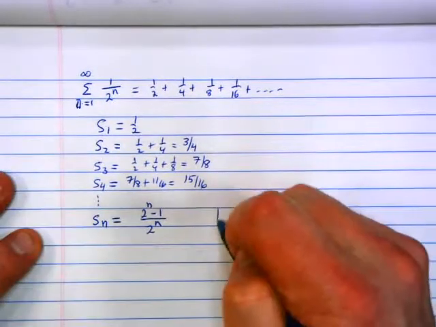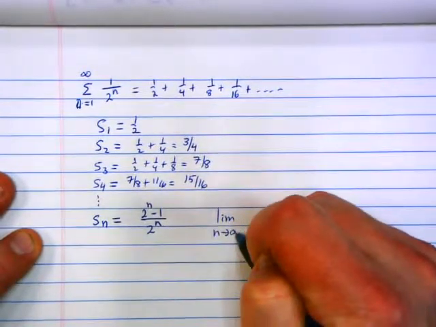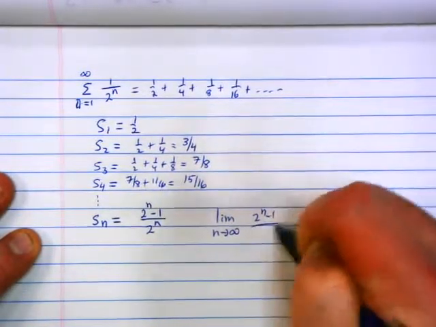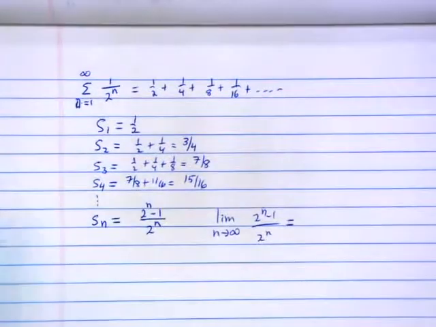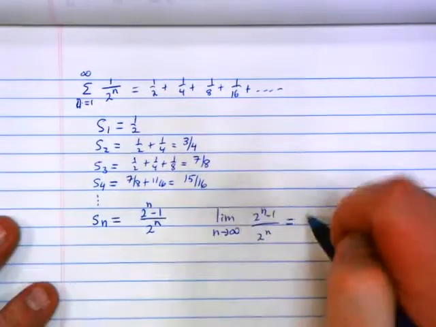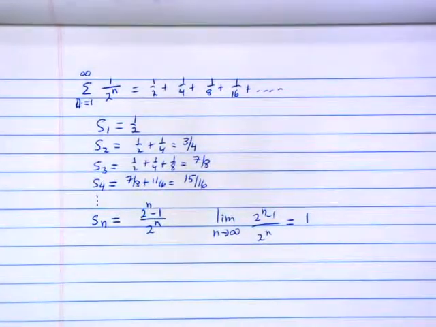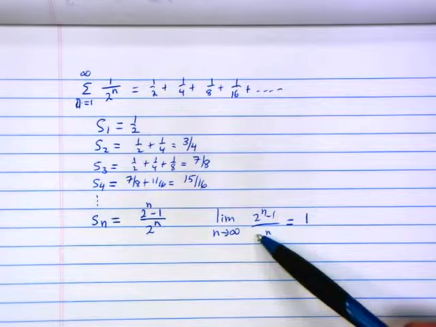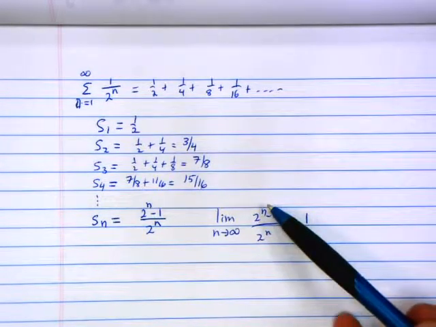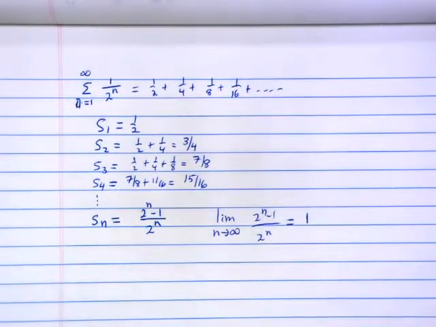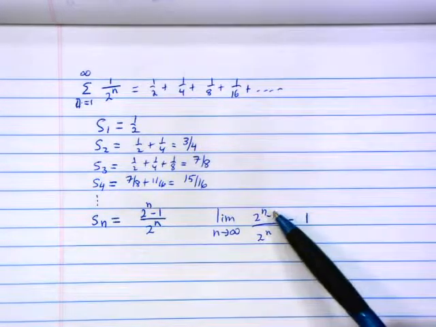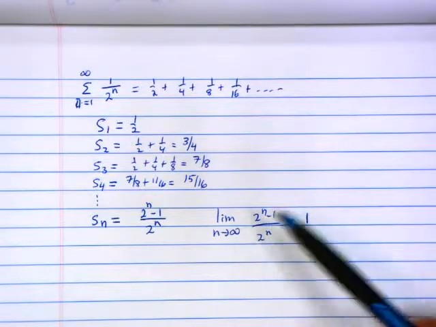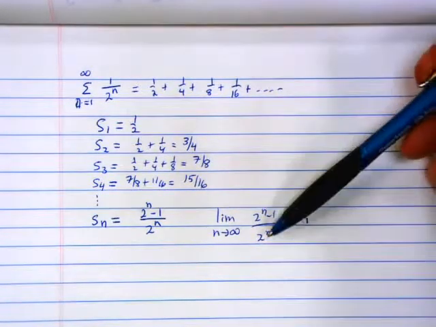All right, so what's the limit as n goes to infinity of 2 to the n minus 1 over 2 to the n? 1. Why is it 1? Because you have the same exponent on top and bottom. Same power. That rule works when it's n squared on bottom and n squared on top. But in a sense, this really is the same thing. It's in the form infinity over infinity, and your exponents are, in a sense, the same.